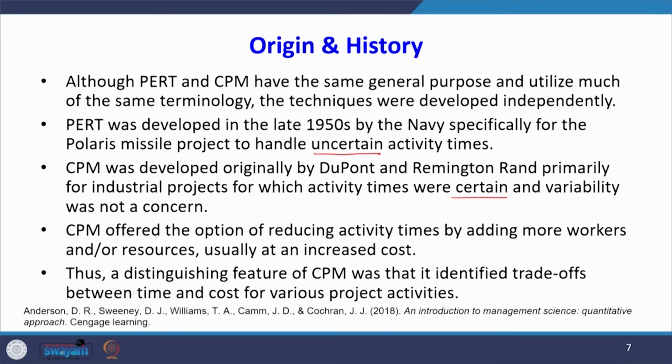The critical path method offered the option of reducing activity times by adding more workers and/or resources, usually at an increased cost. Later we will study a concept called crashing, where we will use the concept of linear programming. I will introduce the Solver, which we will study after some time. Thus, the distinguishing feature of CPM was that it identified the trade-off between time and cost for various project activities.